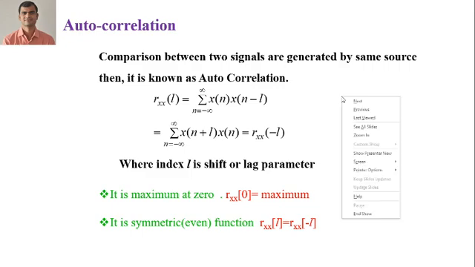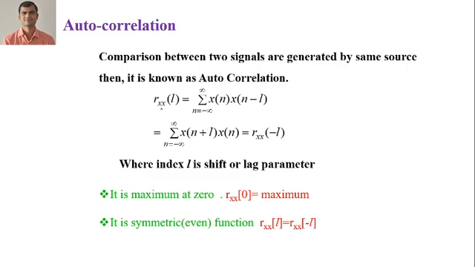Let me take the pointer option so it will be more clear to you. The X and X indicate it is a relation between the same signal, R_xx of l. This l is known as the shift parameter, or the lag parameter. Now this equation is similar to the convolution between two signals, but in convolution we use the circular time shifting property over period N, and here we just use the time shifting property for the lag parameter, whatever the value of the lag parameter is.